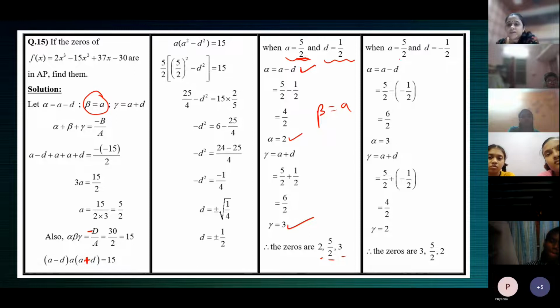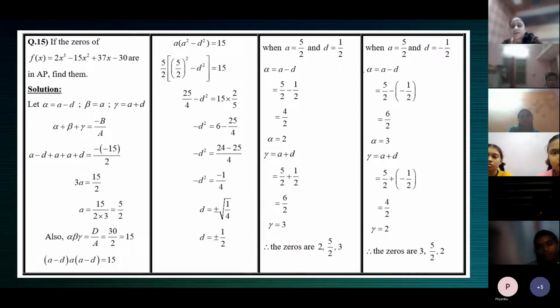The other case is when A is 5 by 2 and D is minus 1 by 2. In that case, alpha, beta, and gamma: Beta is 5 by 2, children, because beta is A. So I find alpha and gamma, A minus D and A plus D, when A is 5 by 2 and D is minus 1 by 2.